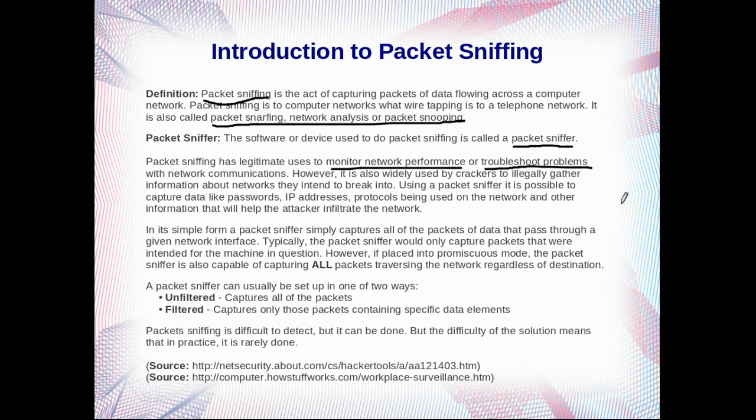Using a packet sniffer, it is possible to capture data like passwords, IP addresses, protocols being used on the network, and other information that will help the attacker infiltrate the network. In its simple form, a packet sniffer simply captures all the packets of data that pass through a given network interface. However, if placed into promiscuous mode, the packet sniffer is also capable of capturing all packets traversing the network regardless of the destination. The packet sniffer can usually be set up in one of two ways, unfiltered or filtered.